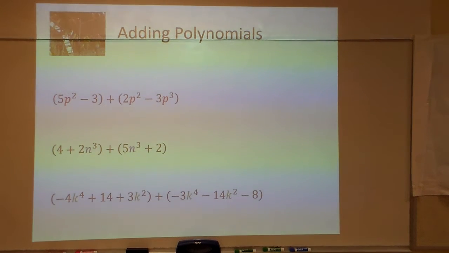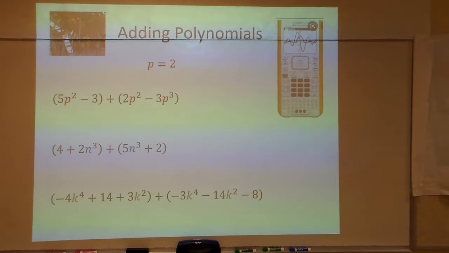Now we're going to show you how to add the polynomials with the Nspire here. So what you're going to do is, I'm going to let p equal 2. And I'm going to go to my calculator, my Nspire. And I know this is the answer because I worked it out earlier.